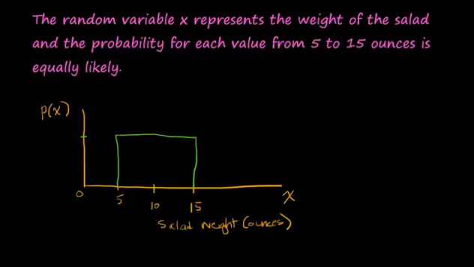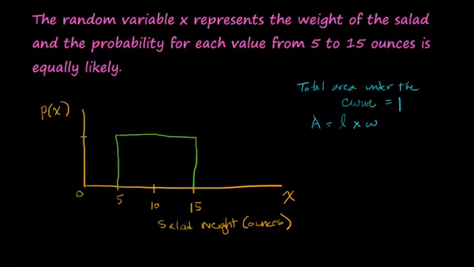Well, recall that we said we have a probability of 1. The area under the curve must equal 1. So let's make note of that. Total area under the curve is 1. And the curve is a rectangle. And so the area of a rectangle is equal to length times width.